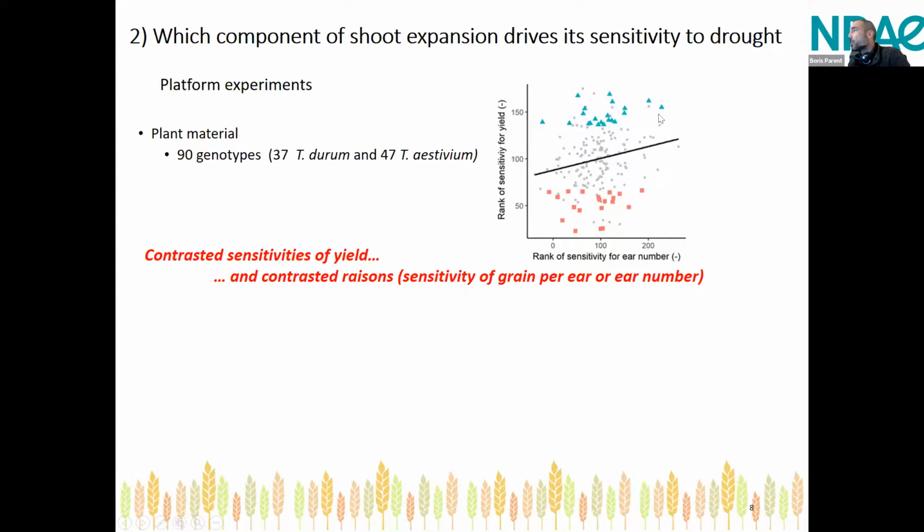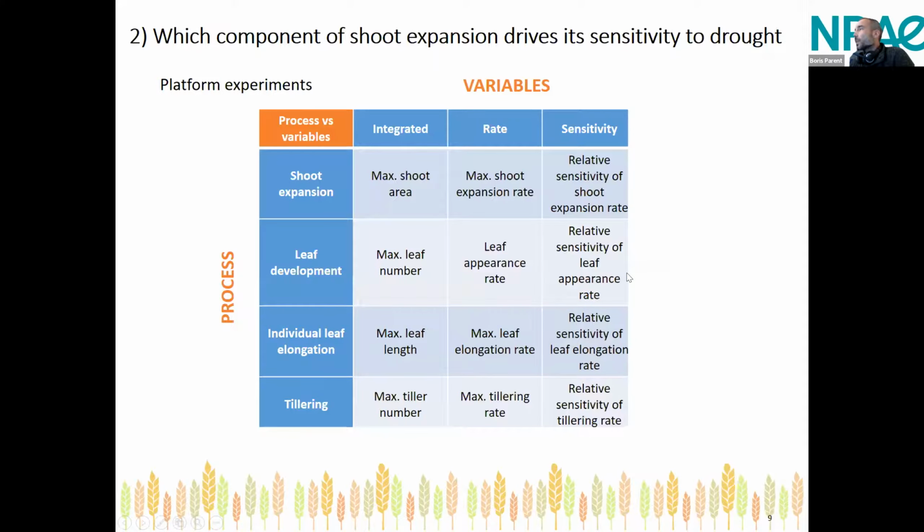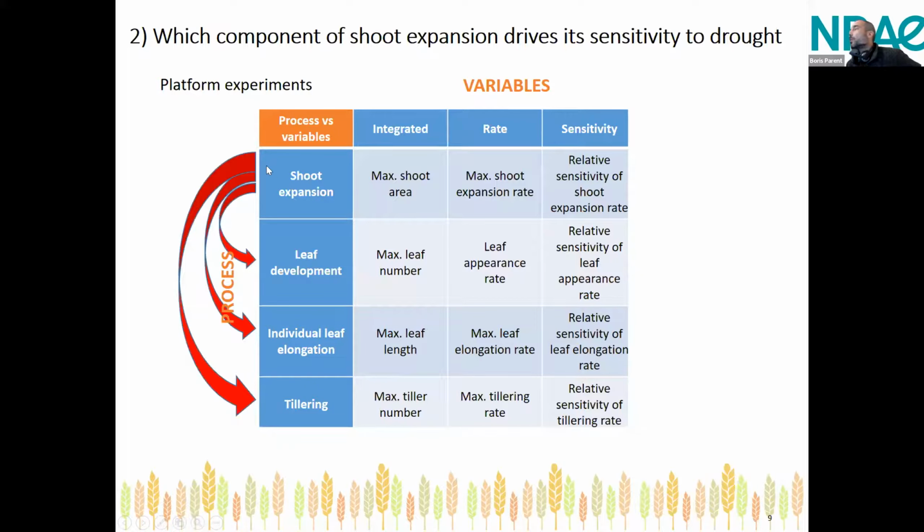So we take genotypes on the right and on the left to have different sensitivity of grain per ear and different sensitivity of ear number. And so what we compare is for shoot expansion and its three related components, so leaf development, individual leaf elongation, and tillering. And for each of these processes, we compared integrated values, which has in general the maximum value, the rate, so the progression over time, the rate and the sensitivity of this rate to drought.